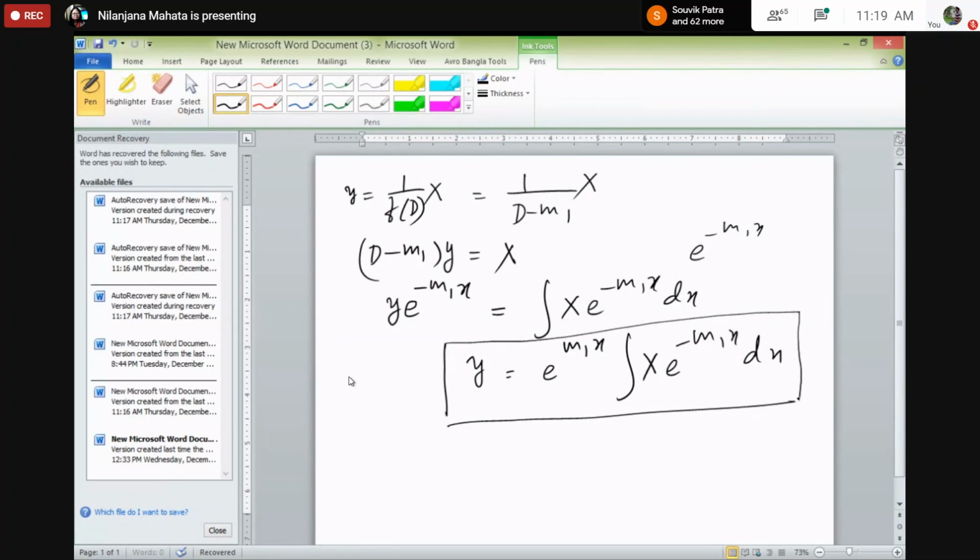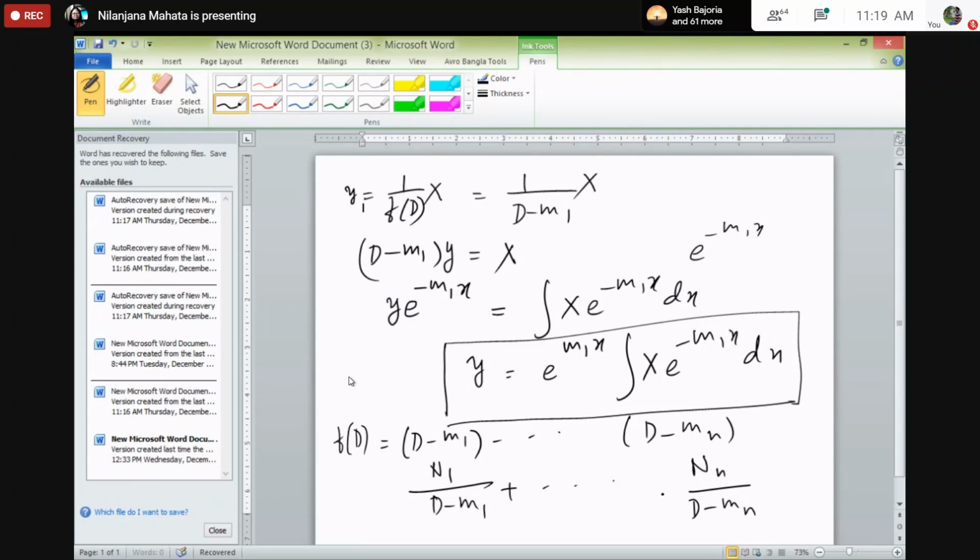You can integrate step by step, and at every step you will get another term that will be added. Suppose I have another factor (D minus m2), so I will have another integration here, with e to the power m2x. So if the term has n factors, it will be laborious. Another method is that you can factorize this term into partial fractions, so that n1 to nn are constants.